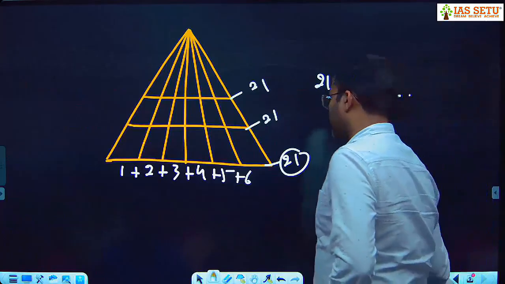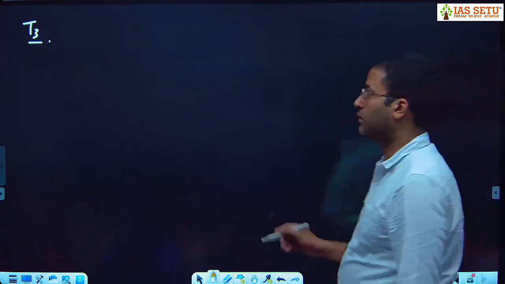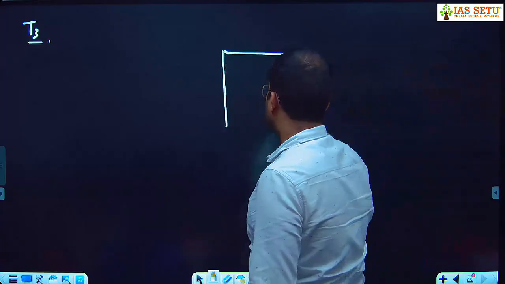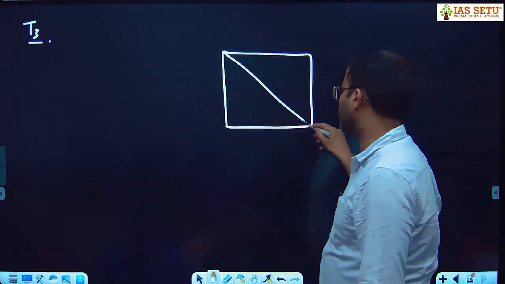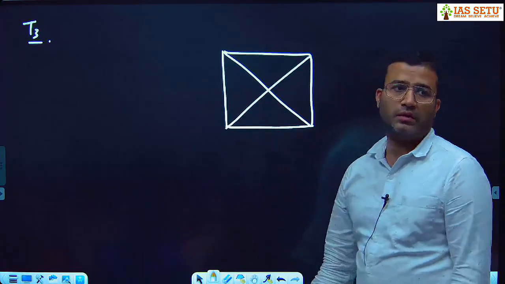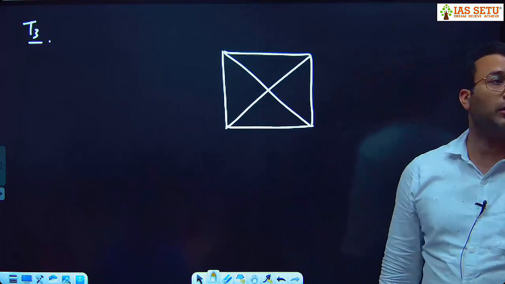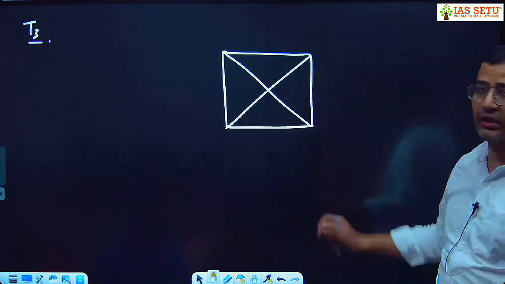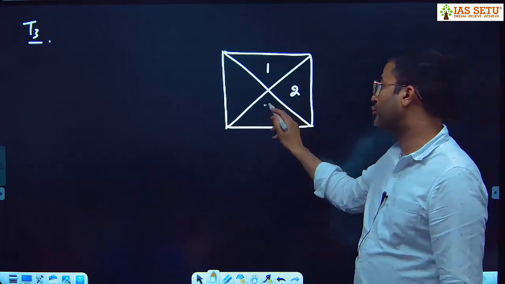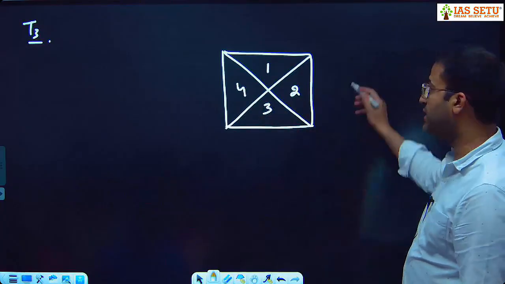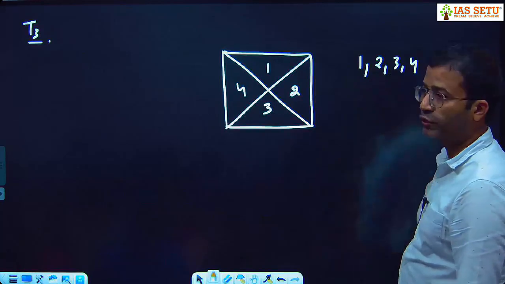Next is type 3. Like if we have a box, and inside that box we have a cross. If there is a cross in the box, there are a total of 8 triangles. Here 8 triangles are formed. I tell you how. This is 1, 2, 3, 4. Single triangles: 1 is a triangle, 2 is a triangle, 3 is a triangle, 4 is a triangle.